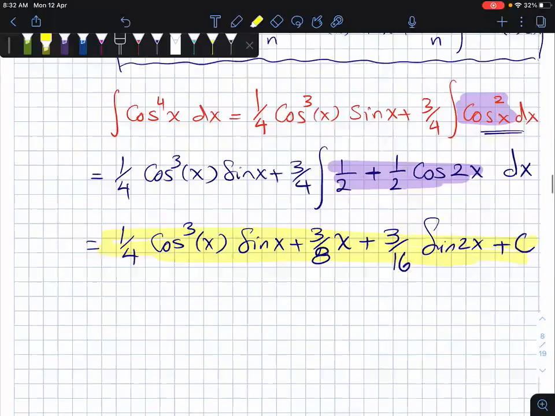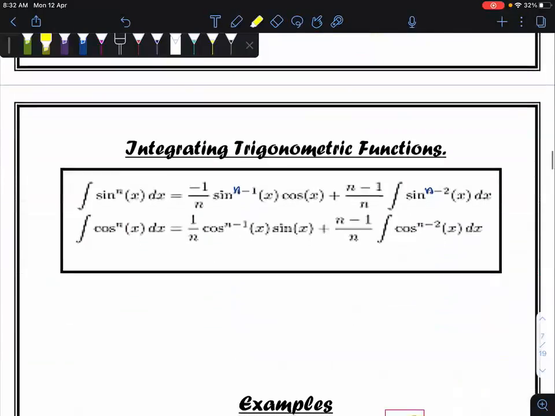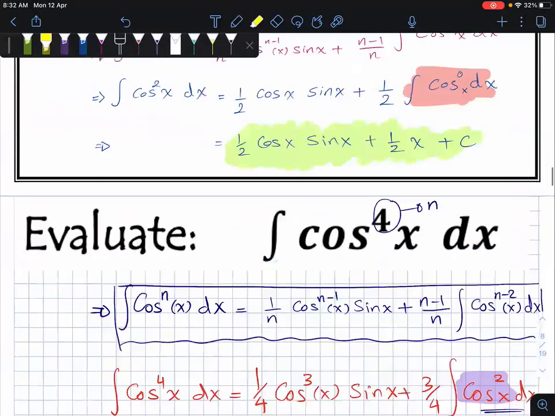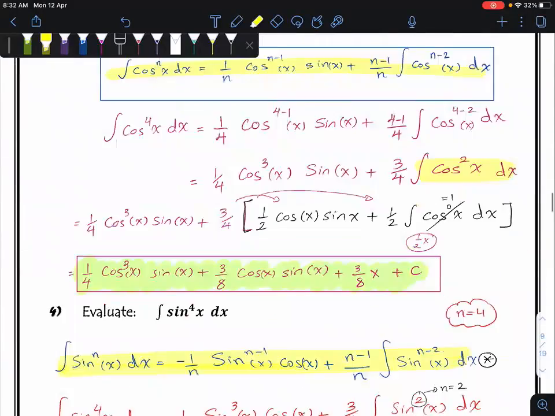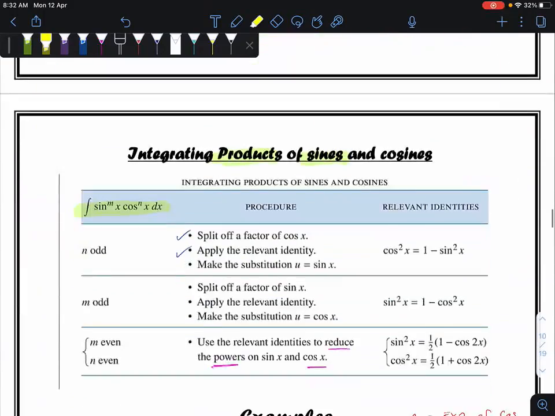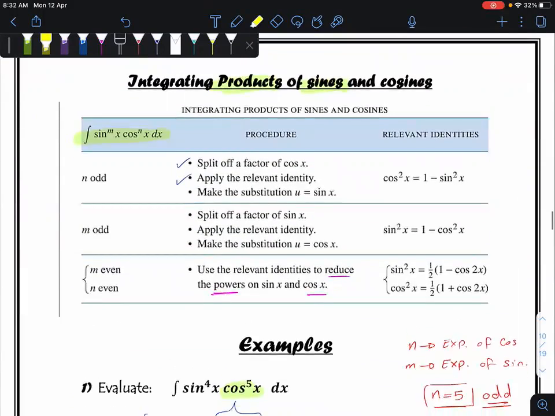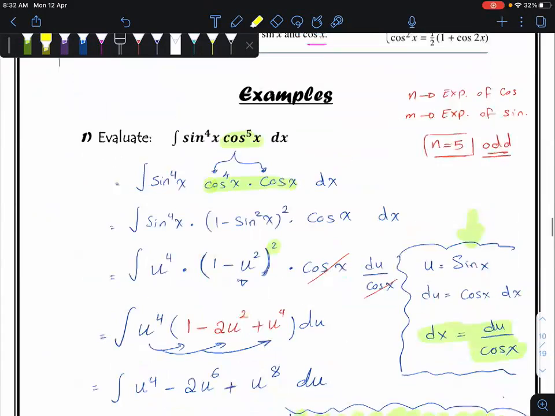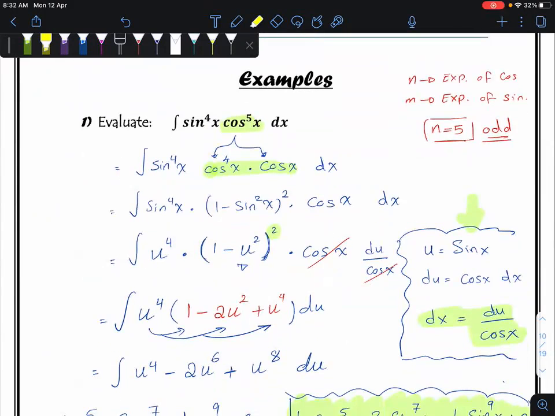Okay, so here's 7.3, integrating the trigonometric functions. Integrating the products of sine and cosine, like sine to the power of 4, cosine to the power of 5x. As you see, guys, here we have to check first the exponent of sine, which is m, and the exponent of cosine, which is n.